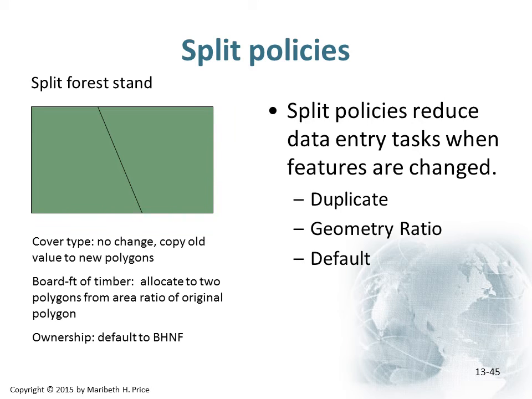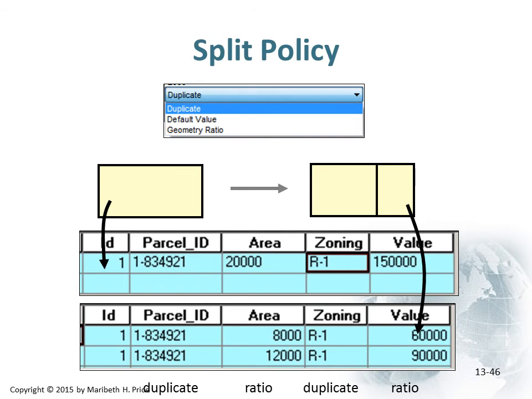Split procedure reduces data entry tasks when features are changed, i.e. duplicated, or using a geometry ratio or default. Cover type, no change. You copy the old values to the new ones. Example would be board feet of timber. It's allocated to polygons from a ratio of original polygons. Split policy.